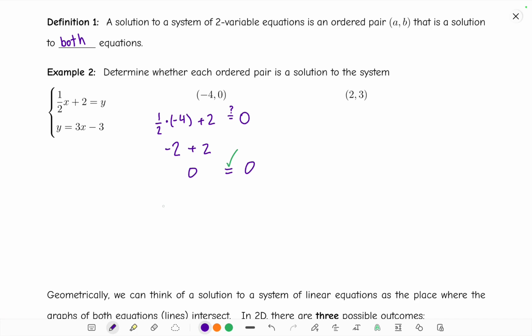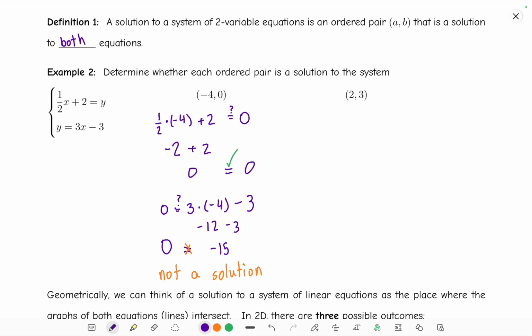Okay, so for the next one, we get 0 equals 3 times -4 minus 3. 3 times -4 is -12. -12 minus 3 is -15. That does not equal 0. So this is not a solution to the system. So in order to be a solution, it has to be a solution to both equations.